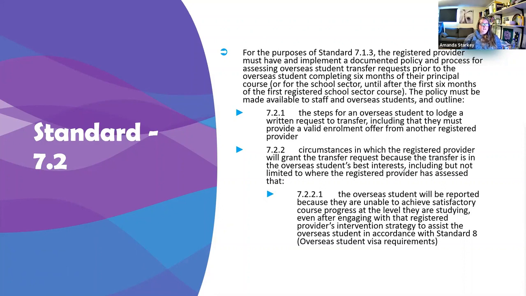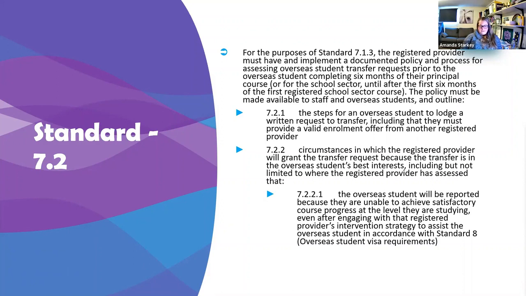7.2.2, the circumstances in which the registered provider will grant the transfer request because the transfer is in the overseas student's best interest, including but not limited to where the registered provider has assessed that, 7.2.2.1, the overseas student will be reported because they are unable to achieve satisfactory course progress at the level they are studying, even after engaging with that registered provider's intervention strategy to assist the overseas student in accordance with Standard 8.